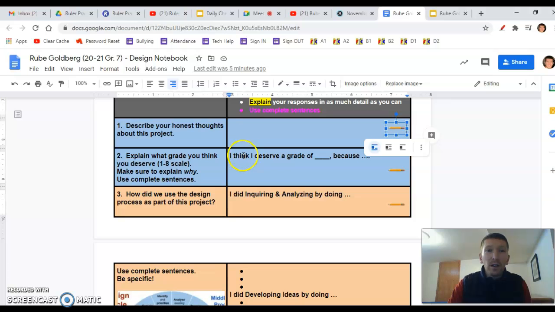And so the second question is explain what grade you think you deserve and give a reason why. So we use a rubric scale of 1 through 8. Explain what grade you think you get and give reasons why.